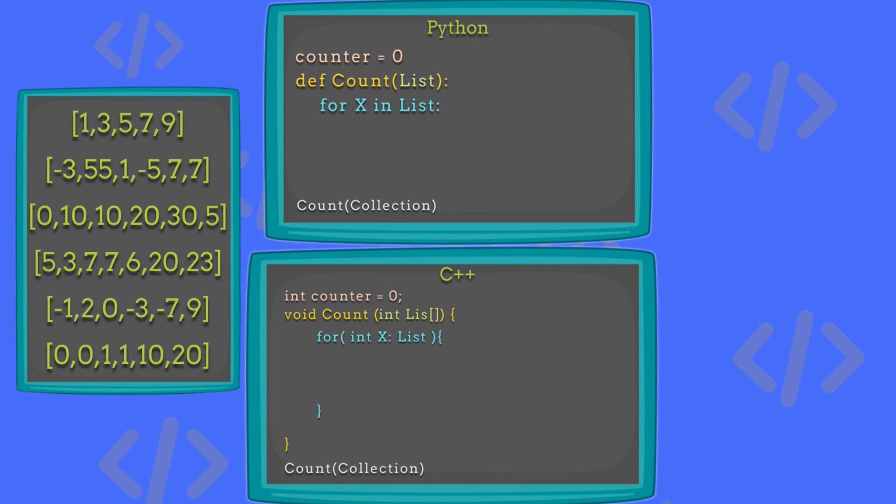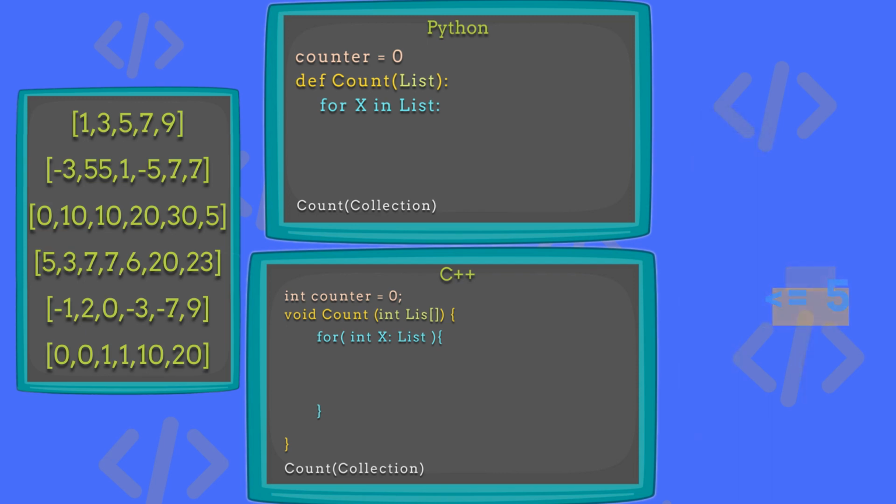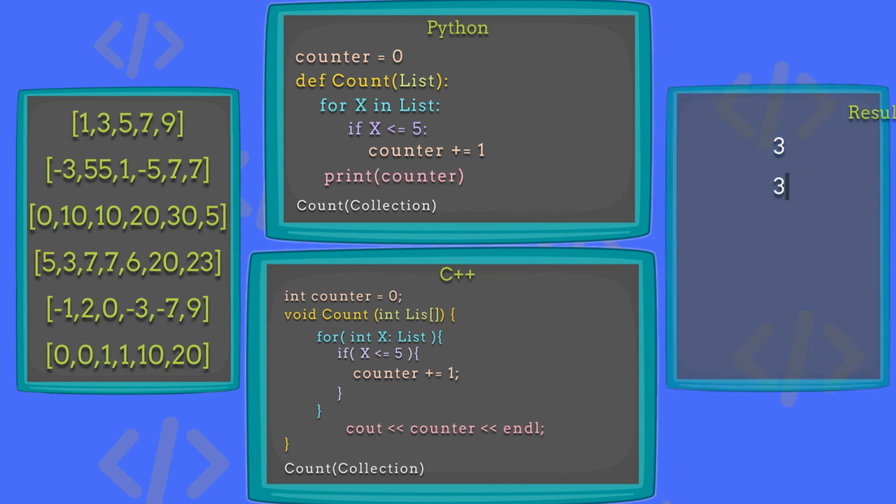Now, time for the main part of the function. Inside of the loop, once we grab the element, we need to know if said element is less than or equal to 5. When we want to know whether or not an element falls within a criteria, we will use an if statement. And if the criteria is met, we use the counter variable to keep track of things. Once the loop is done, I will have the total count. So the only thing left to do is to display it. Looks cool, doesn't it?